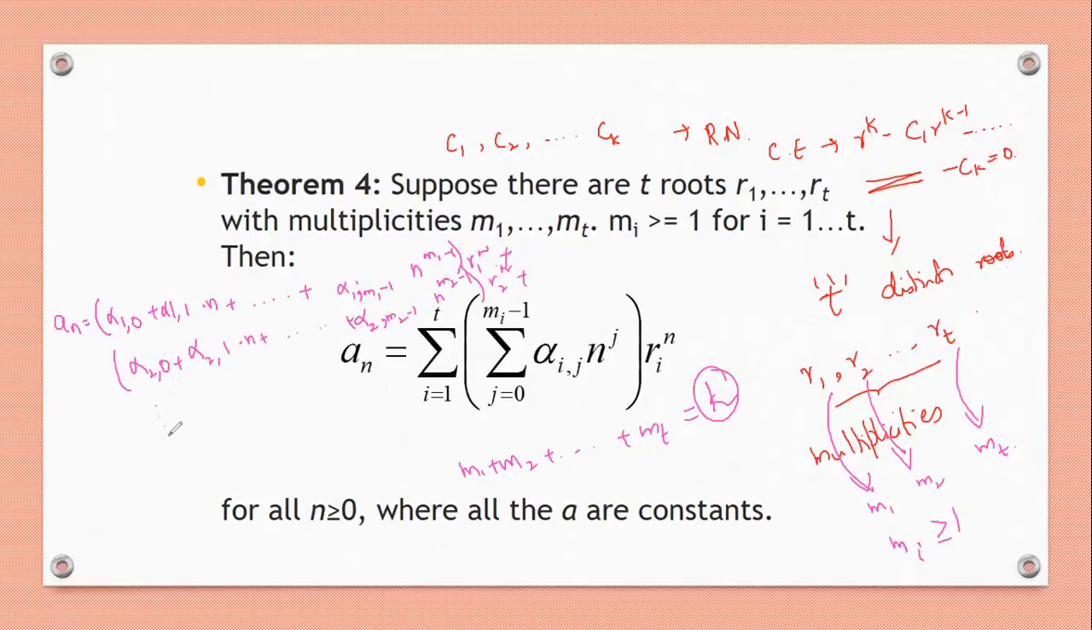So for now, let me just write the complete general solution: plus alpha t comma 0 plus alpha t comma 1 into n plus and so on alpha t comma mt minus 1 into n power mt minus 1 into rt power n. So for this, let's take an example.